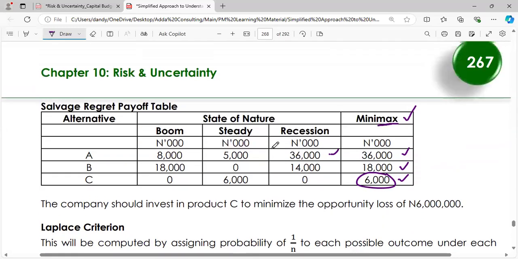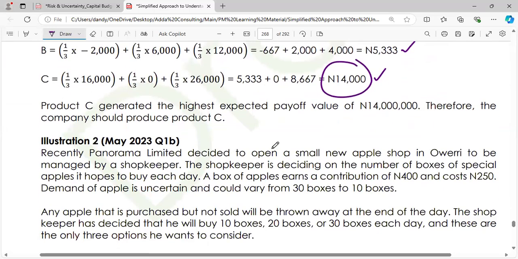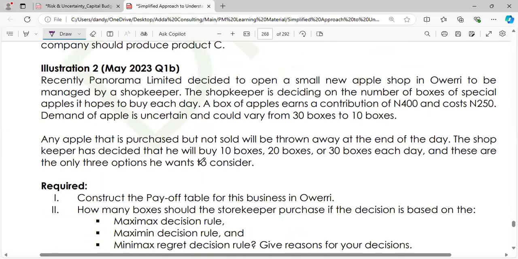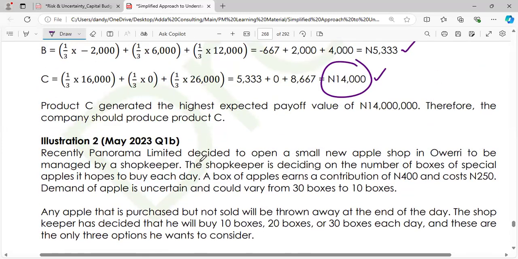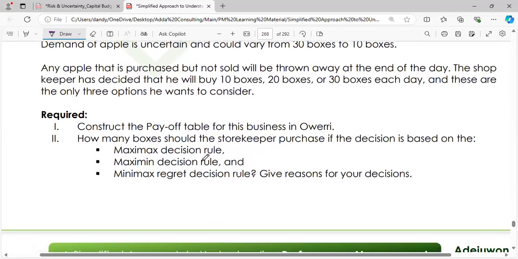So that's that. So far, we have talked about the maximax, maximin, minimax regret, and Laplace. So finally, let's have the illustration on the question that was tested in May 2023, question number 1B. We have solved the A part of the question under working capital, where you have to calculate cost of goods sold, then determine the working capital cycle. So we did that question, 15 marks. So the additional 15 marks is this one, in that May 2023 diet. So yes, let's quickly have a look at the question and then we close the class.